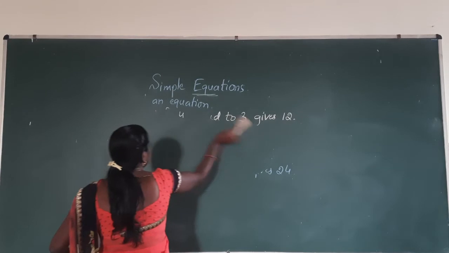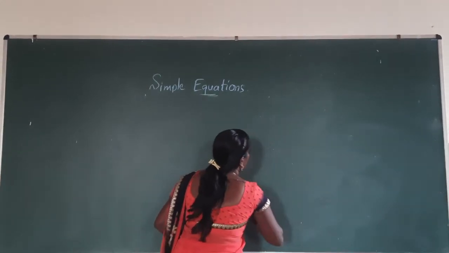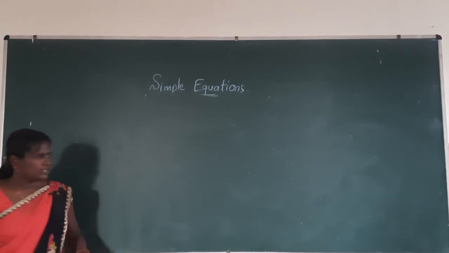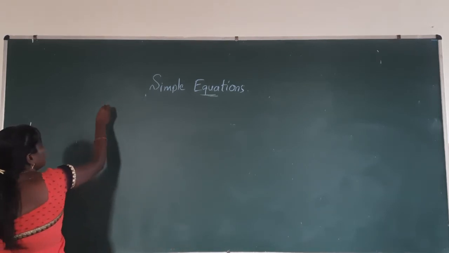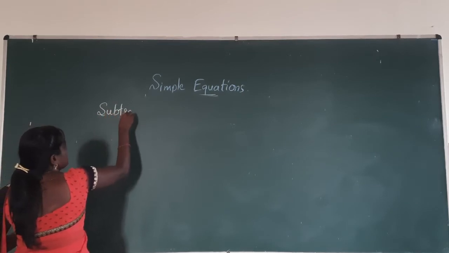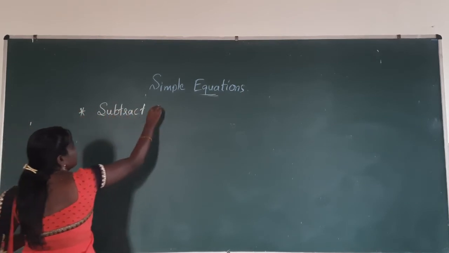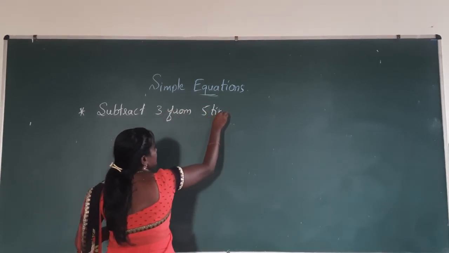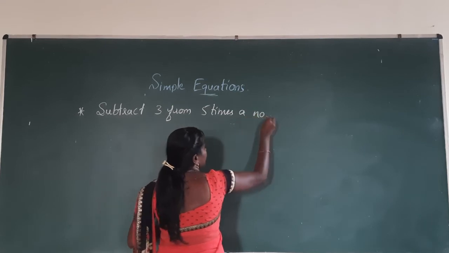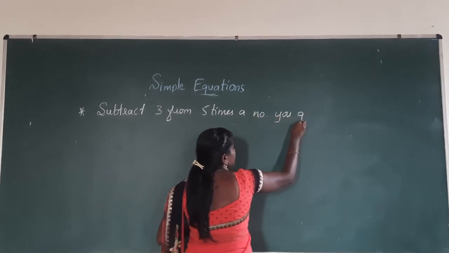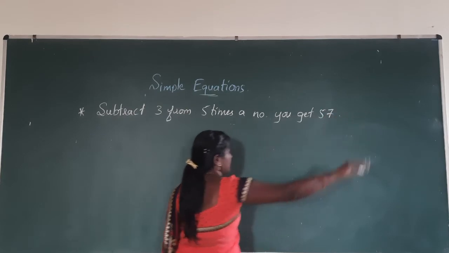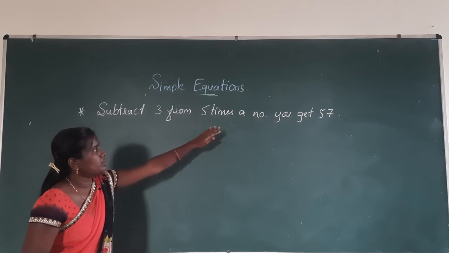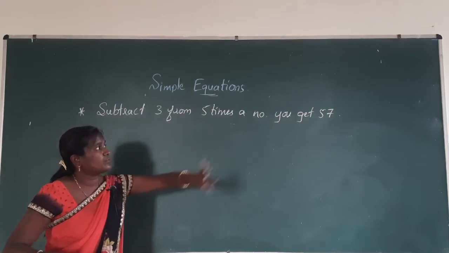These are easy equations. So the name of the lesson is simple equations. Yes, these are simple. Okay. So here if you are taking, subtract 3 from 5 times a number, you get 57. See, subtract 3 from 5 times a number, you get 57.